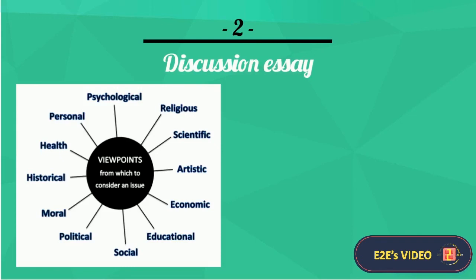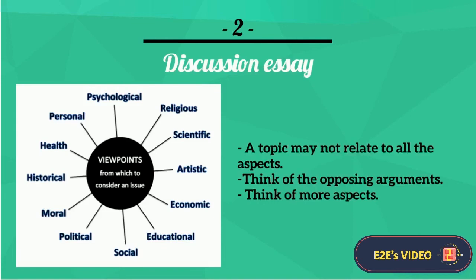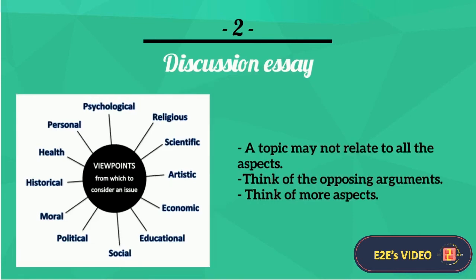There are several things to keep in mind when using the discussion clock. First, keep in mind that a topic may not relate to all the aspects presented in the discussion clock. Second, remember that for each viewpoint you have quoted, there is usually an opposing argument. Think of the opposing arguments before planning your essay as well. And lastly, you can think of more aspects to add to the discussion clock of your own.